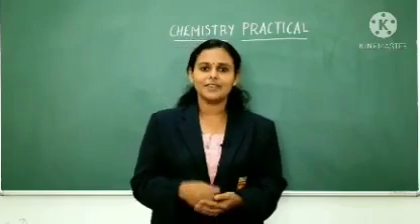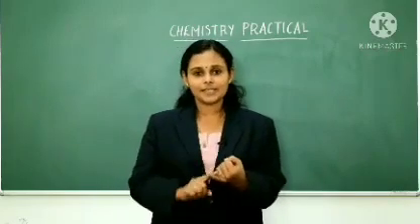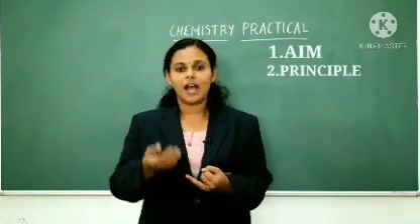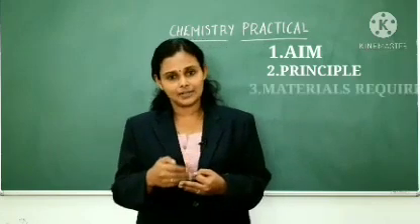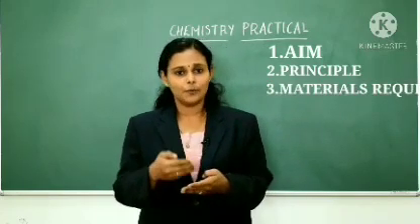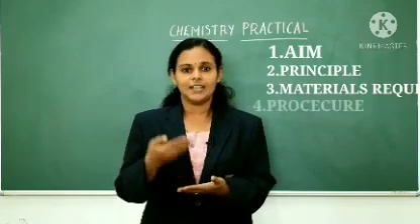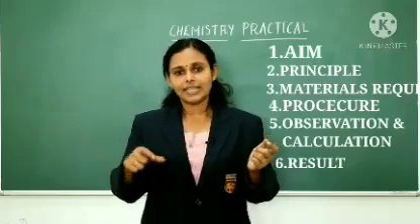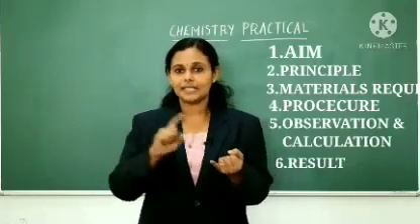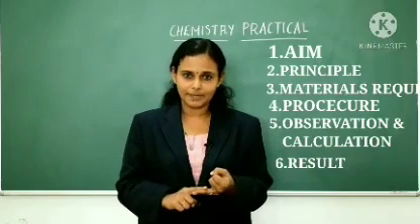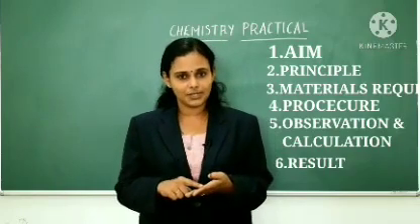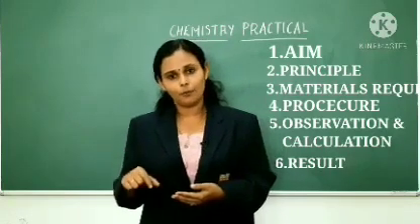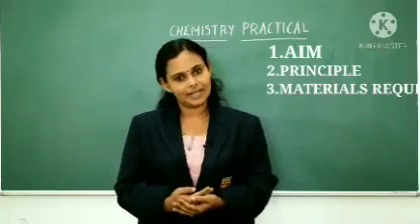For this practical, we have got different steps. The first step is the aim of the experiment. Then comes the principle behind it. After that, we have the materials required. After the materials required, we go for the procedure. After that, we have observation and calculation, and finally the result. So each practical goes through these steps: aim, principle, materials required, procedure, observation and calculation, and finally the result. These are the steps involved in a chemistry practical for volumetric analysis.